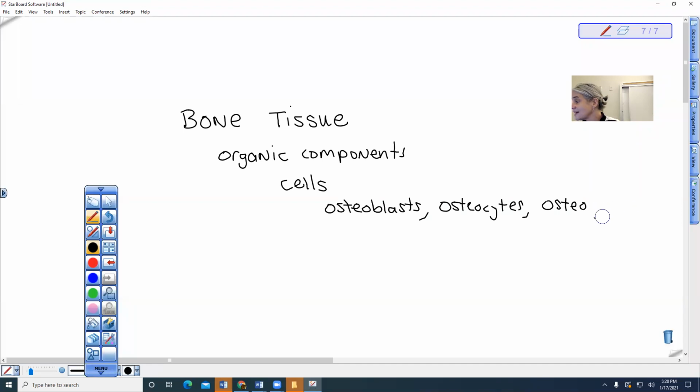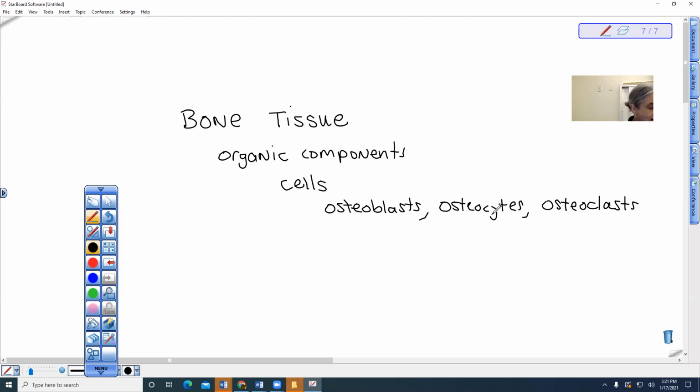So the clasts and the blasts are respectively breaking down the matrix and building the matrix. So blast means to build, B. So remember blast, although blast seems like you're blowing things up, it's actually building matrix. The clasts break it down. So these cells actually eat the matrix and break it down and could, for example, release calcium into your blood. And then the osteocytes are the mature cells that sit within the matrix, okay?